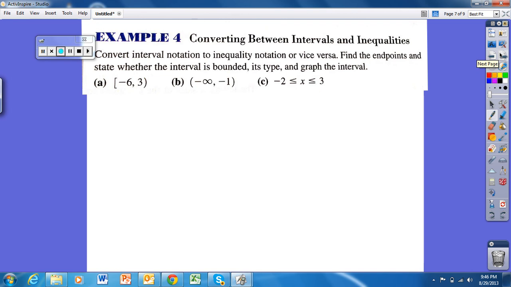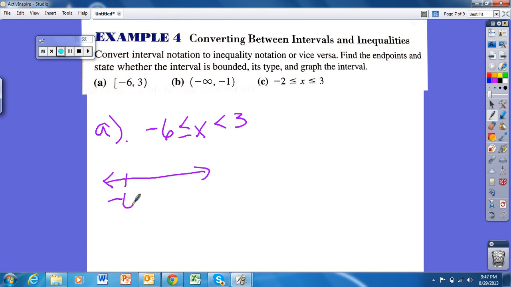Convert interval notation to inequality or vice versa. So for letter A here, we're going to say -6 is less than or equal to x, because it has a bracket, so that means it's included, is less than 3. It is bounded and it's half open because it only includes one endpoint. If you were to put it on a graph, it would look like this.